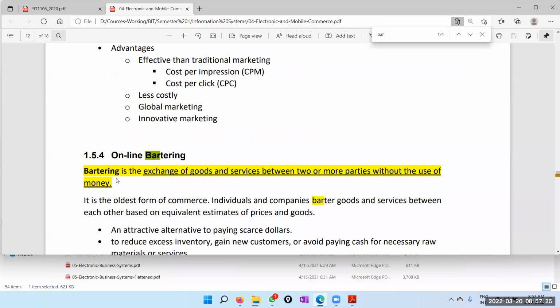So online bartering is the exchange of goods and services between two or more parties without the use of money. That means I give my old smartphone, can you give me your old tab, right? Or I have an old coffee table, and I'd like to exchange it with maybe a cupboard, a used cupboard, maybe a new cupboard, right? So that is called online bartering.